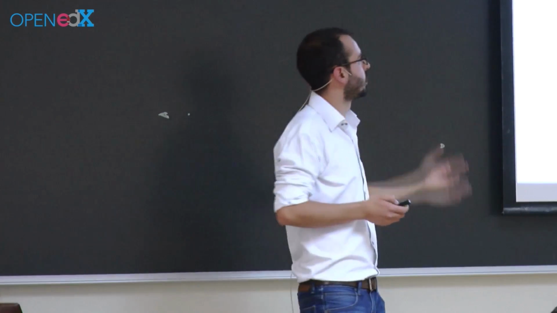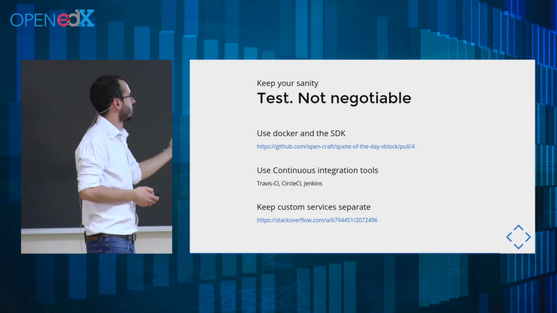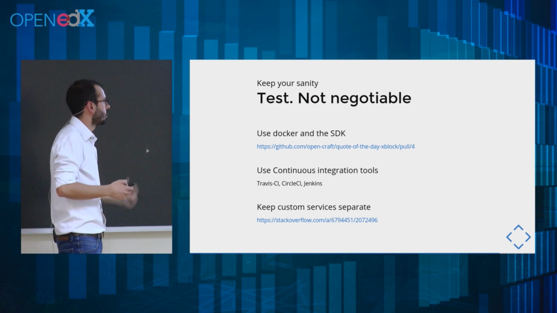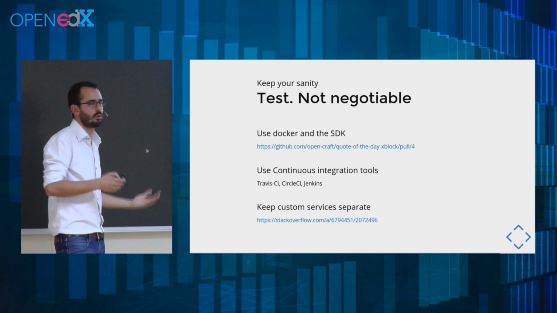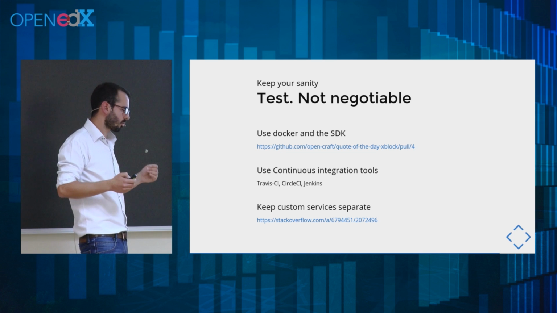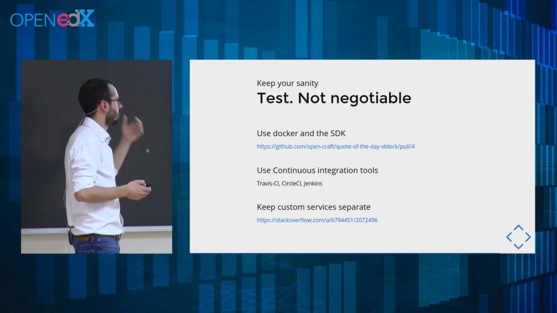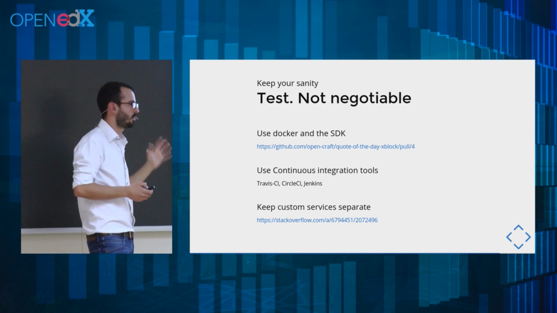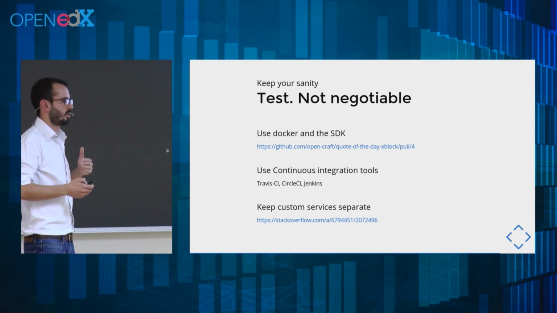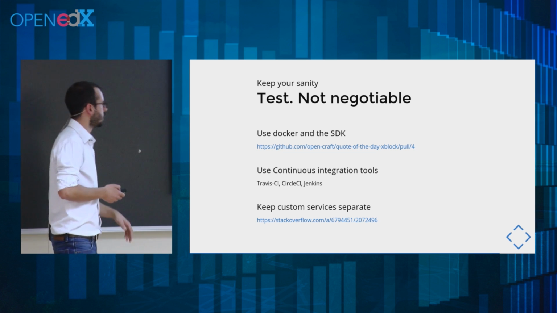Then we're talking about keeping your sanity. So test. Period. Use Docker and the SDK. Again, go to the tutorials how to get this done. But then use continuous integration tools. Travis CI is for free if you're publishing on GitHub. Even if you have private XBlocks that you don't want to publish because it was something very internal, still use Circle, use anything that you want, but keep testing. Otherwise, you will get to a point where there's nothing you can do. The test train has left the station.